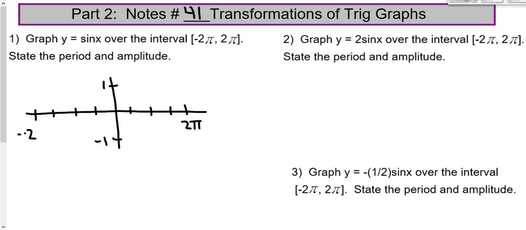I'm trying to get this to look better. Okay, that's a little bit better.